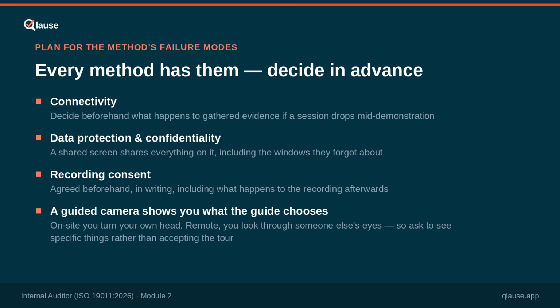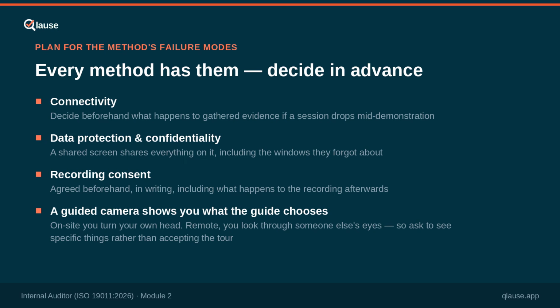Data protection and confidentiality. When someone shares a screen, everything on that screen is shared, including the windows they forgot about. Recording consent. If you intend to record, you agree it beforehand, in writing, and you say what happens to the recording afterwards. And the one that catches inexperienced remote auditors most often.